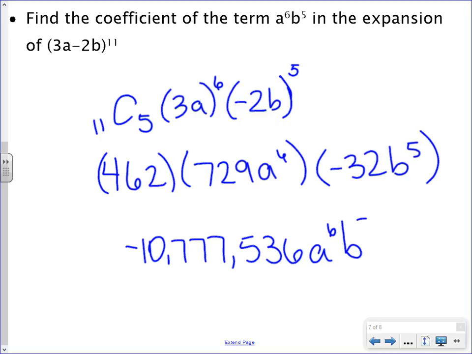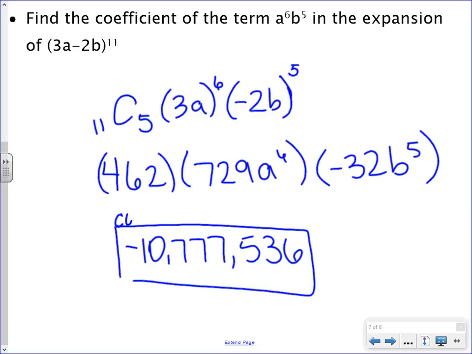Okay. This is our term. What did it ask for? The coefficient. Okay? So read the directions, and if you find the term, just use your eraser and erase out the variables.